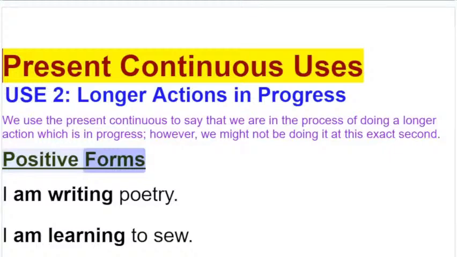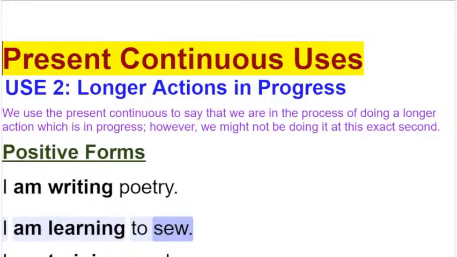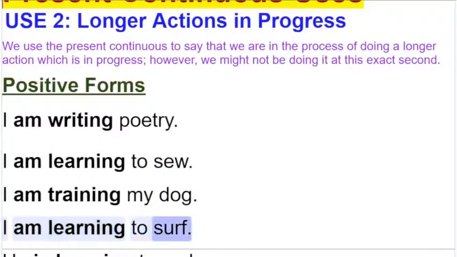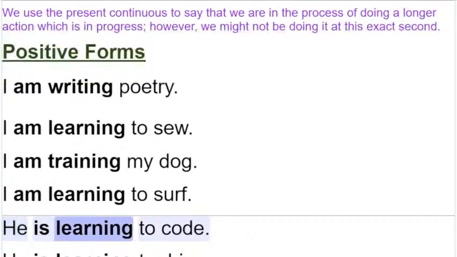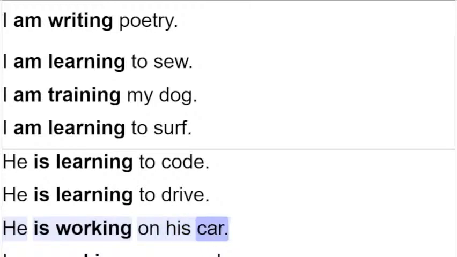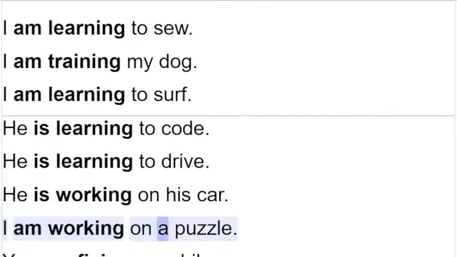Positive forms. I am writing poetry. I am learning to sew. I am training my dog. I am learning to surf. He is learning to code. He is learning to drive. He is working on his car. I am working on a puzzle.